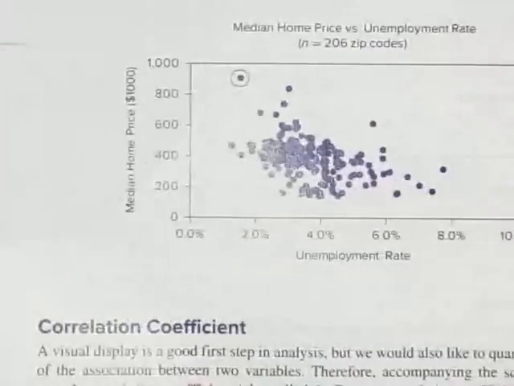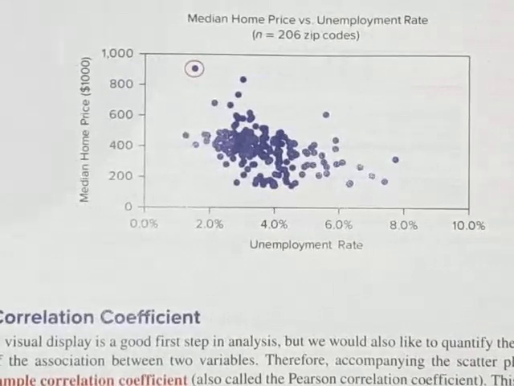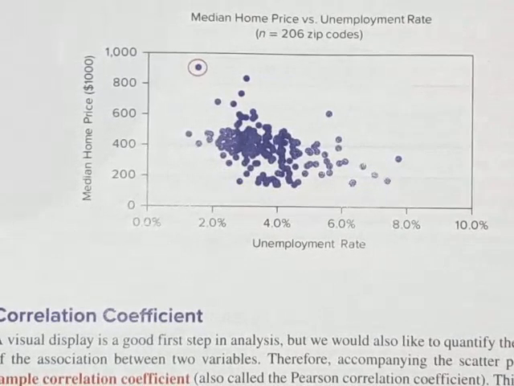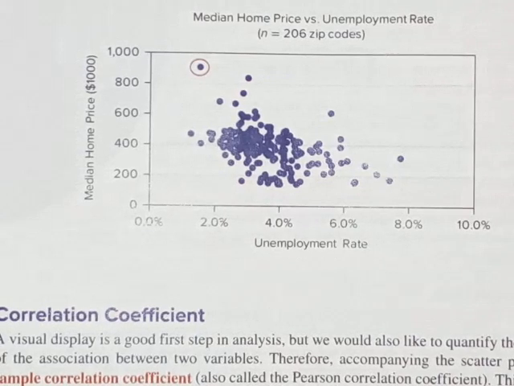Median home price versus unemployment rate in 206 different zip codes. What do you think happens as unemployment goes up? The home prices, based on this information.